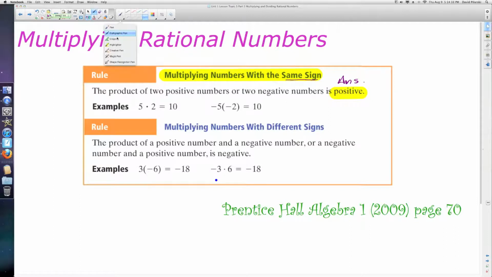The second rule we need to concern ourselves with is when we are multiplying opposite sign or different sign numbers, so multiplying numbers with different signs. The product of a positive and a negative number, or a negative number and a positive number, is negative. So when you have different signs, the answer is going to be negative. Numerically, 3 times -6 is equal to -18. -3 times 6 is equal to -18. It doesn't matter the order. If one's negative and one's positive and you're multiplying, the answer is always going to be negative.